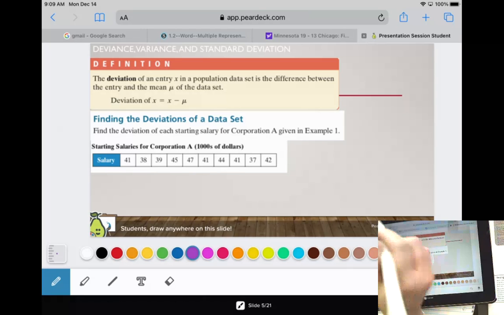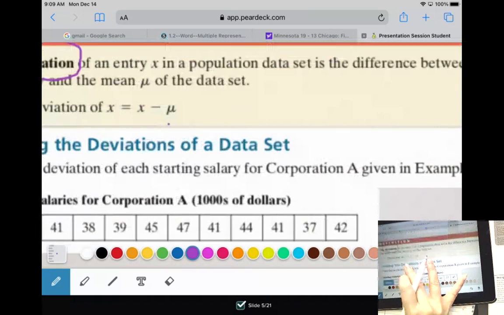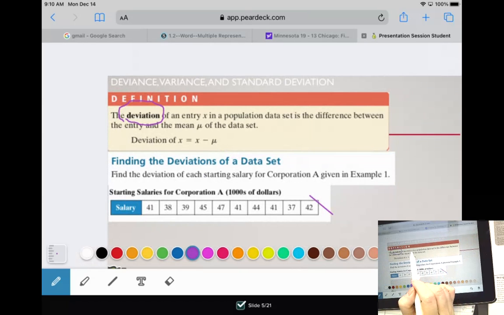Okay, the next one we're going to talk about is deviation. The word is deviation. What it means is that it compares the entry x in the population of the data set; it is the difference between the entry and the mean of the data set. So pretty much, the deviation is to say where you are compared with the average, with the mean.